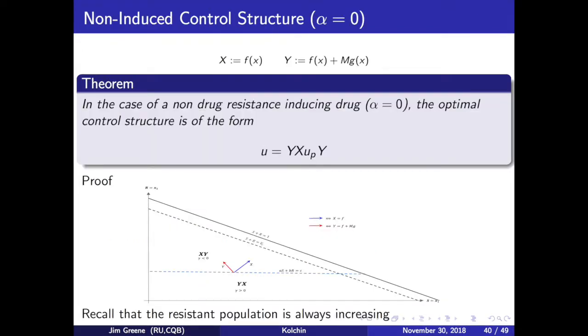Okay, so now I really want to answer the question. I think I can do it in the last couple of minutes. How does the control structure change? So now really what I'm asking is, how does this line change as alpha changes? How does the singular arc change as alpha changes?